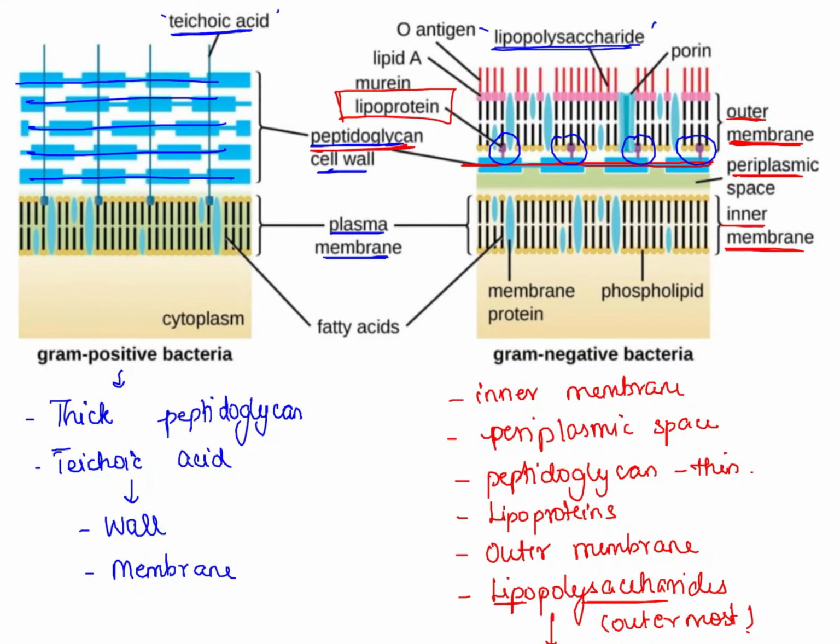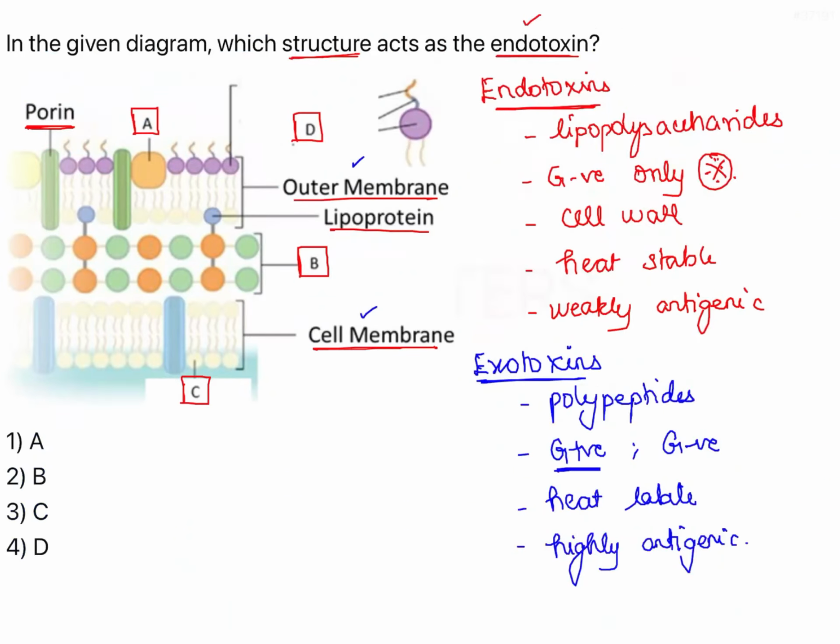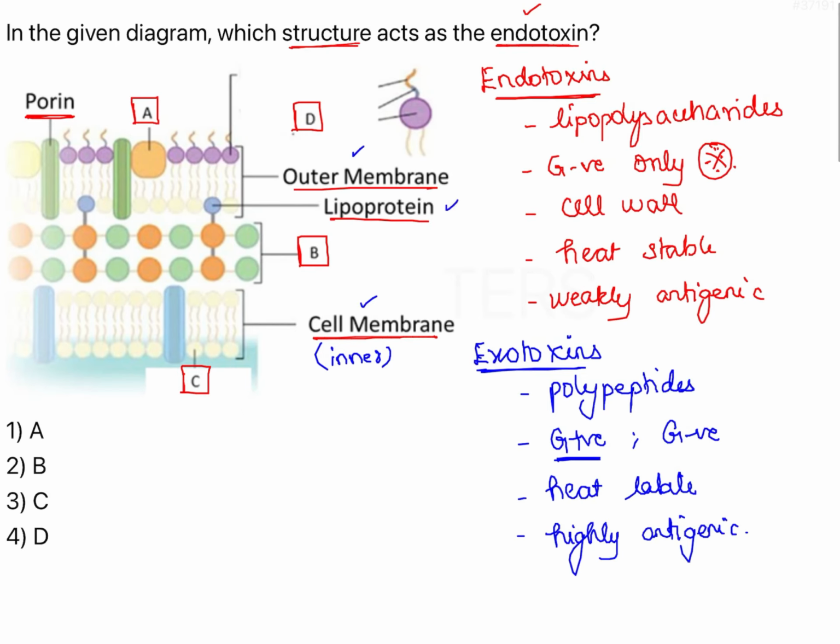It is very important to remember it in the same sequence. Now getting back to the question, we can appreciate the cell membrane, which is nothing but the inner membrane. They have given the outer membrane with lipoproteins. Lipoproteins connect the peptidoglycan to the outer membrane. Therefore, B stands for the peptidoglycan layer, and outer to the outer membrane comes the lipopolysaccharide.